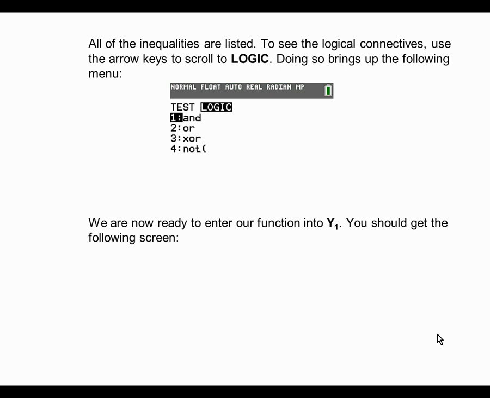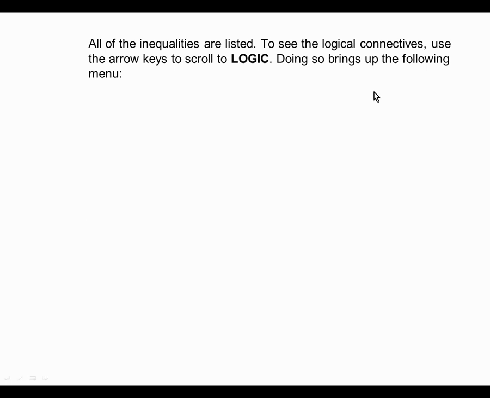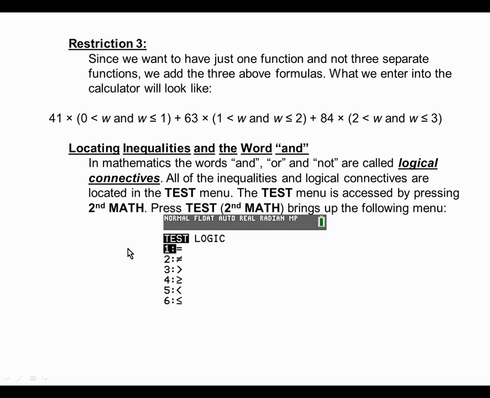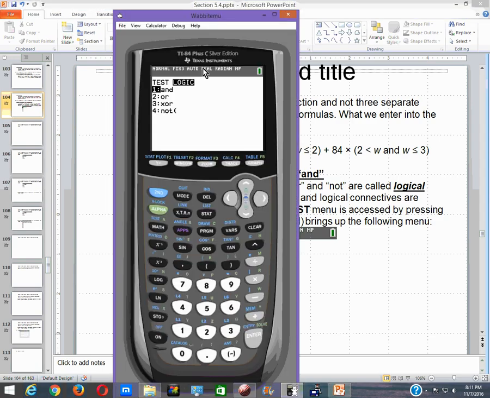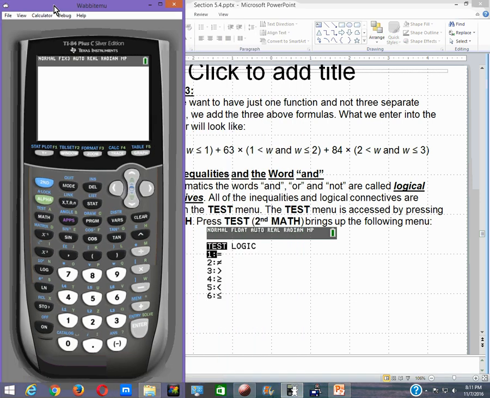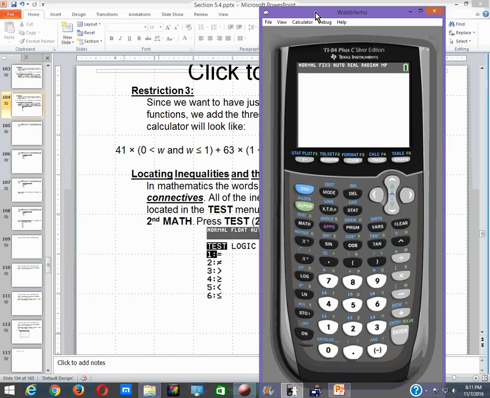Okay, we're now ready to enter our function into y1. This is going to be fun. Let's go back to what it's supposed to look like. It's supposed to look like that. So let me take out the calculator. Oh, there it is. Let's quit that screen. I'm going to put it in y1. Let me give myself some room. So y equals 41 times, open parenthesis, 0.